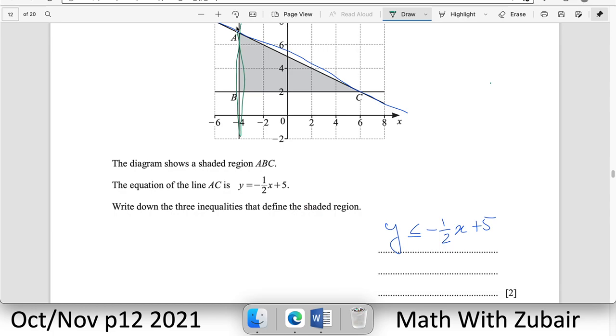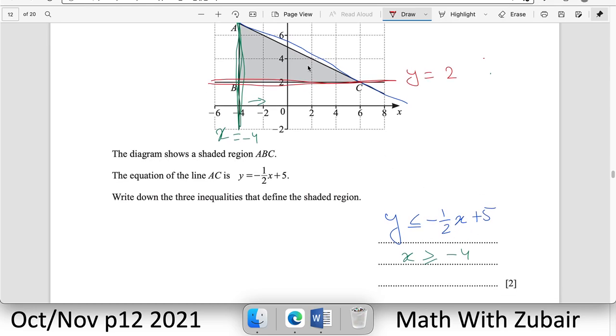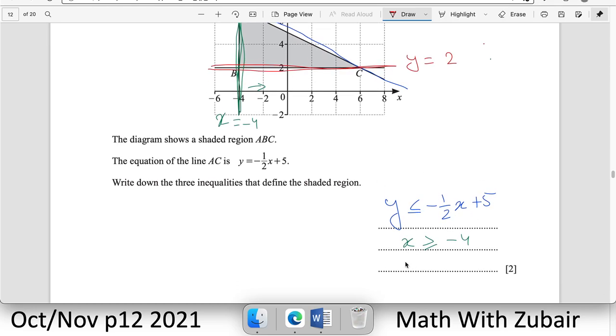Now looking at this line, I know that it is vertical and it passes through x equals minus 4. So the equation is this, and the region lies to the right of this. So x is greater than or equal to minus 4. For the third part, it is a horizontal line which passes through y equals 2, and the shaded region lies above this line. So it is y is greater than or equal to 2.